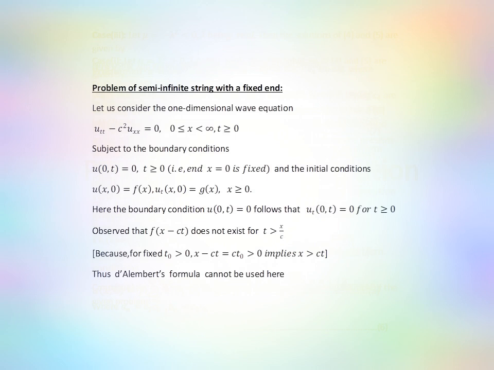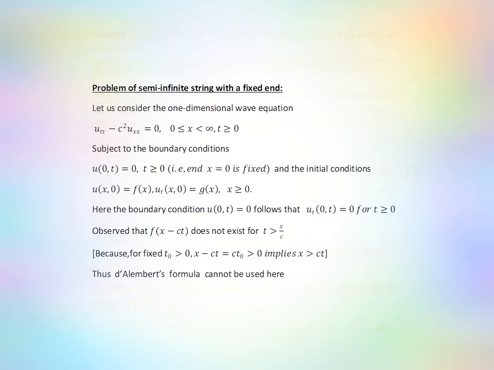Here the boundary condition u(0,t) equal to 0 implies that u_t(0,t) is equal to 0 for t greater than or equal to 0. Observe that f(x minus ct), this term you know in the D'Alembert's formula, does not exist for t greater than x by c, because for fixed t naught greater than 0, x minus ct equal to ct naught, which is greater than 0, implies x is greater than ct, which is not possible. Thus D'Alembert's formula cannot be used here.